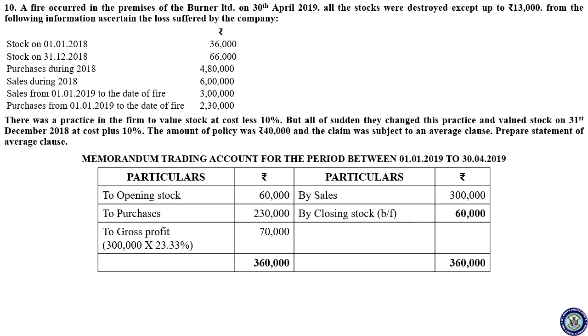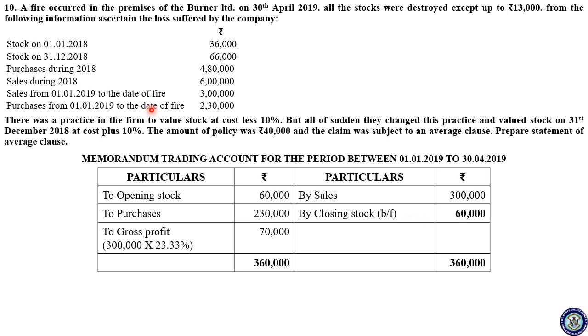Previous year means you see the last ledger account, that is the trading account. There we wrote 60,000 as the closing stock. That will be the opening stock for the current year. Next, purchases. See there, purchases from 1/1/2019 to the date of fire, 2,30,000. Then they have given sales from 1/1/2019 to the date of fire, that is 3 lakh.